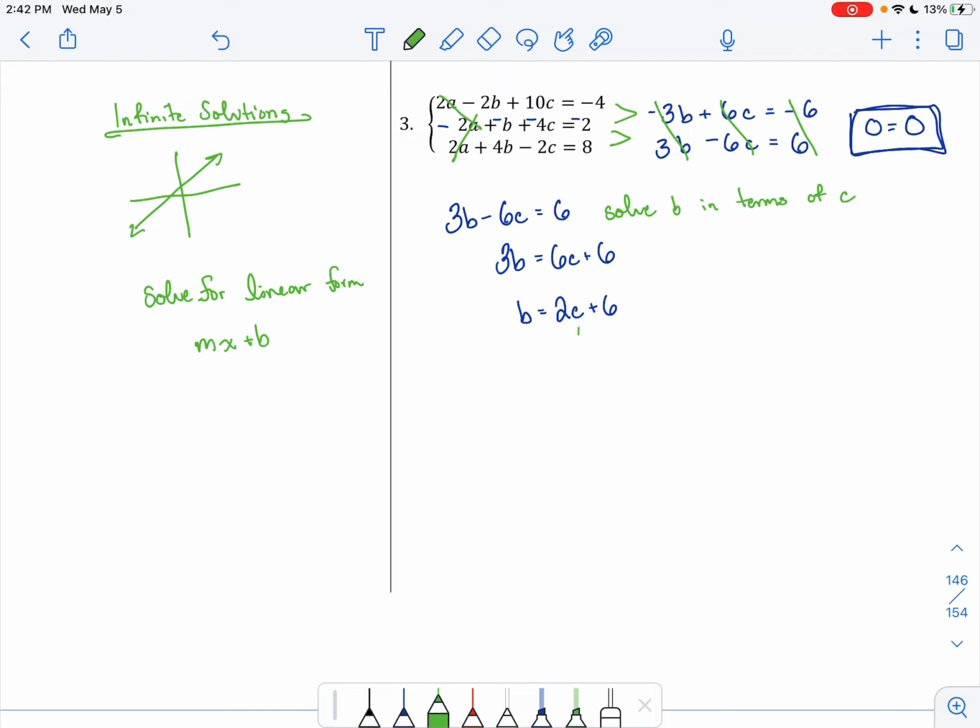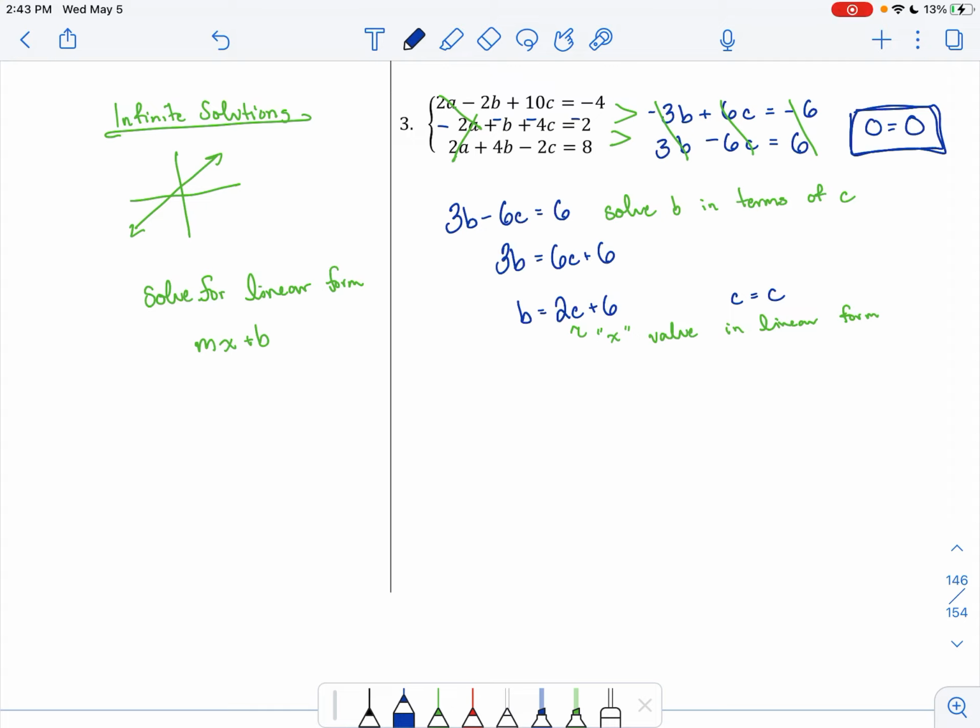Now, since it's in terms of c, that's basically going to be you can treat that as your x value in your linear form. And you just have to have the same term consistently. So if it's easiest to solve for A, that's going to be your consistent one. And I'll show you how I want the final answer written. So now we can say that C equals C, B is equal to 2C plus 6. So now we just have to solve for A in terms of C.